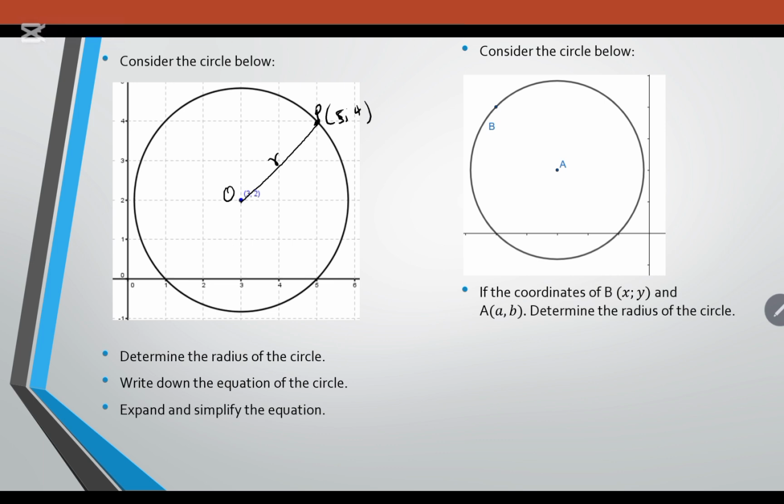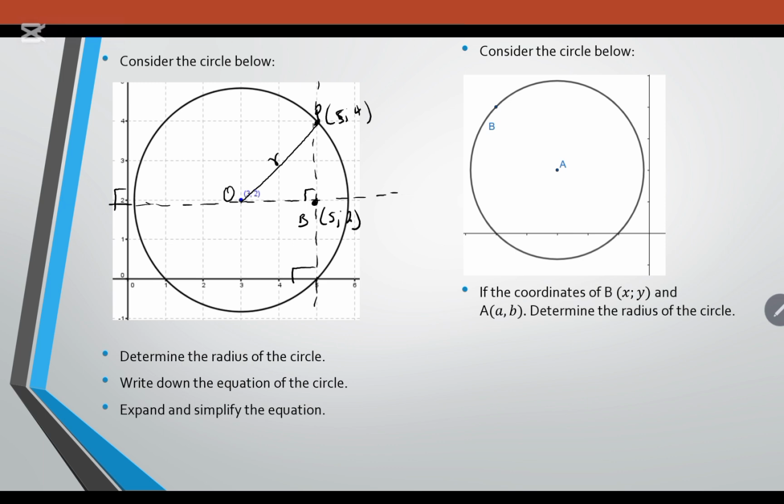Now, I'm simply going to draw a vertical line through point P. That line is perpendicular to the x-axis. And I draw a horizontal line through point O, and that line is perpendicular to the y-axis. Now, where these two lines meet, they make a right angle triangle. The coordinate of this point, I'll call it point B, is 5 and 2.